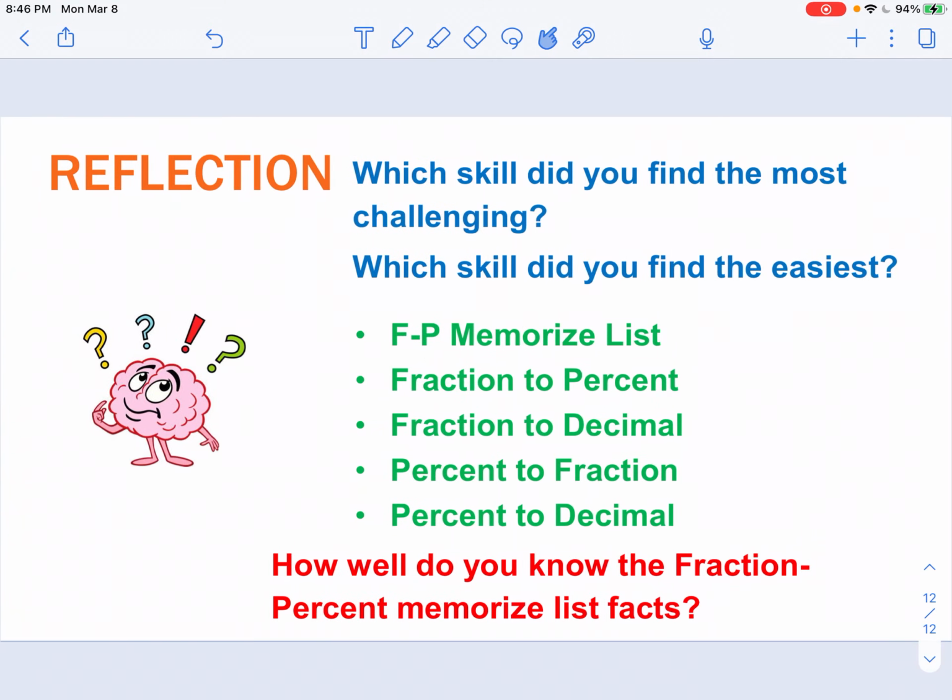All right. We've done a lot in this video. We've talked about the benchmark fraction list. We've identified different strategies to turn a fraction into a percent. We talked about how to convert a fraction to a decimal, a percent to a fraction, and a percent to a decimal. Take a moment and reflect on all of these. This was a lot in one lesson. Remember, you have your notes as you complete some practice problems. The more you reference the notes, the more you'll know how to convert between fractions, decimals, and percents.